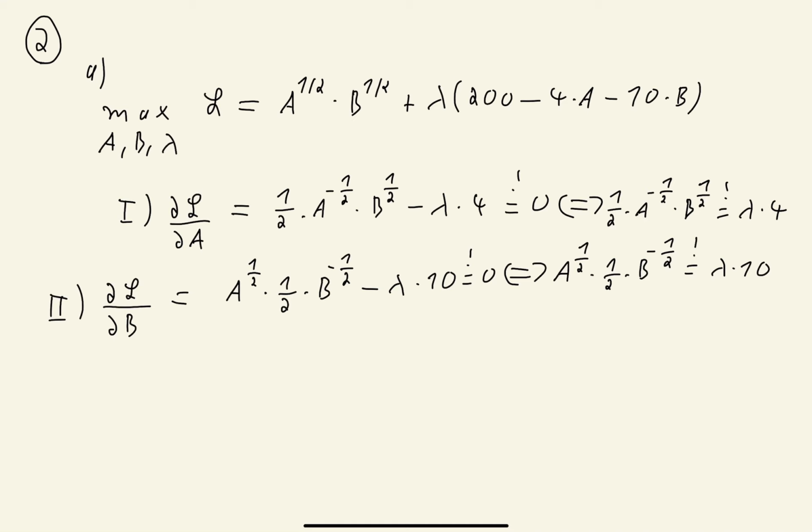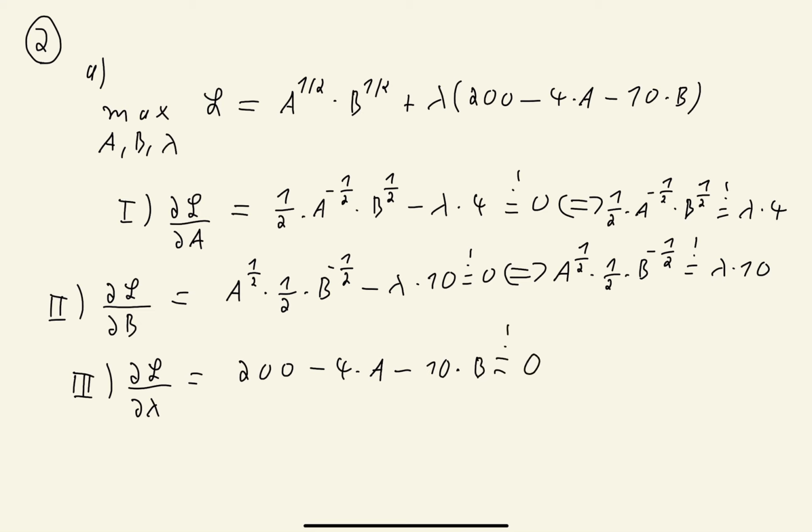So finally, we have the partial derivative with respect to the Lagrangian multiplier lambda. And this is giving us basically 200 minus 4 times A minus 10 times B. And this should be equal to 0.